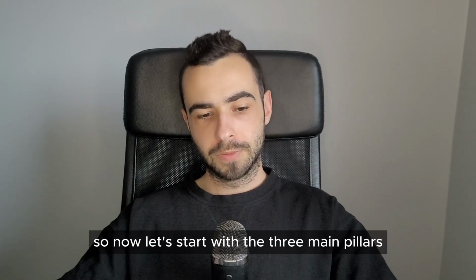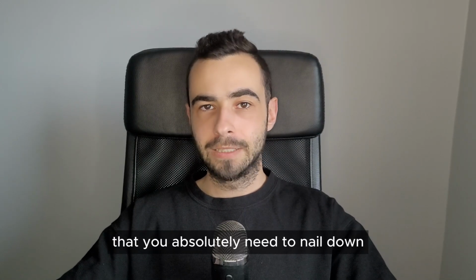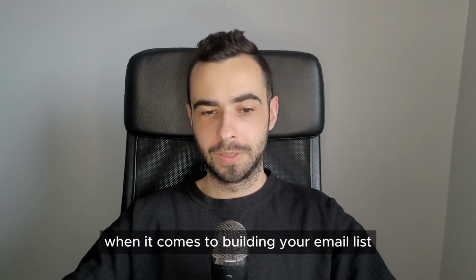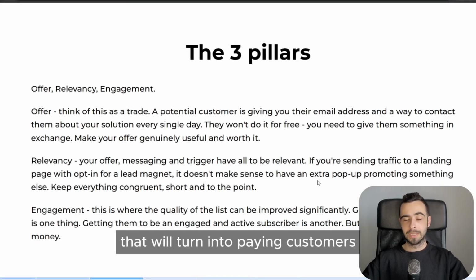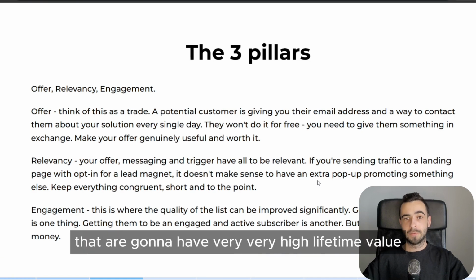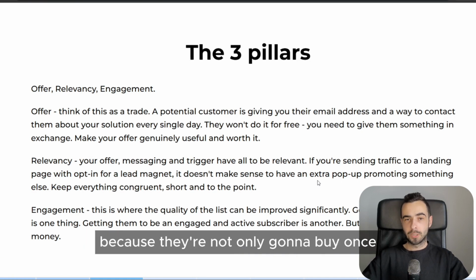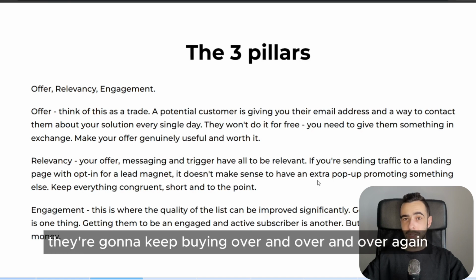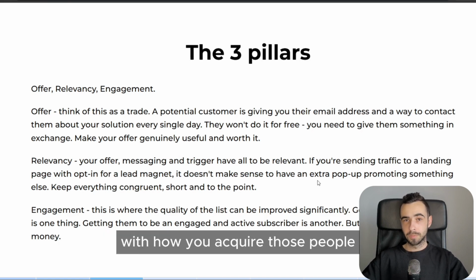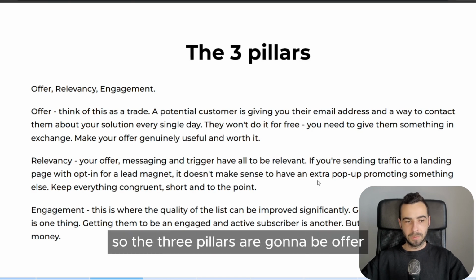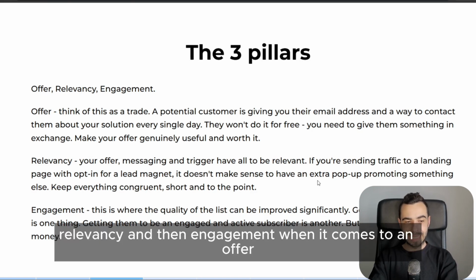So now let's start with the 3 main pillars that you absolutely need to nail down when it comes to building your email list. You'll be able to get high quality email subscribers that will turn into paying customers with very high lifetime value, because they're not only going to buy once, they're going to keep buying over and over again. And all of that starts with how you acquire those people onto your email list. So the 3 pillars are offer, relevancy, and then engagement.